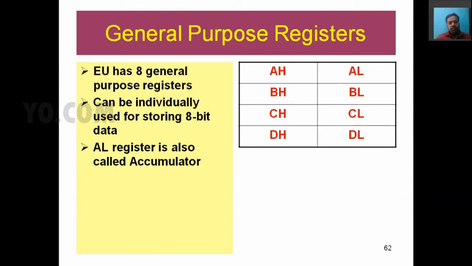Then general purpose registers. The execution unit has many general purpose registers. First of all, what is a register? Okay, register means what?